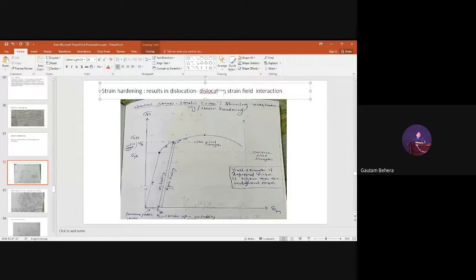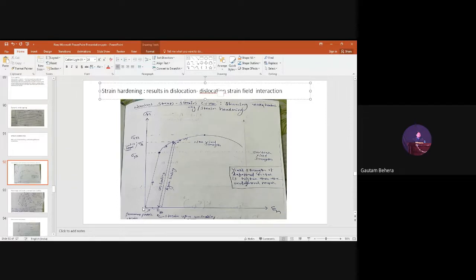So what I am doing? I am doing a stress versus strain curve. Here you can see this is your yield strength and this is your UTS. Then the material will fail after some time. Suppose this is a fracture point. So what is happening? Suppose this is the first plot showing yield strength and tensile strength of the material without any deformation. I am doing a tensile test, I am getting a plot like this.